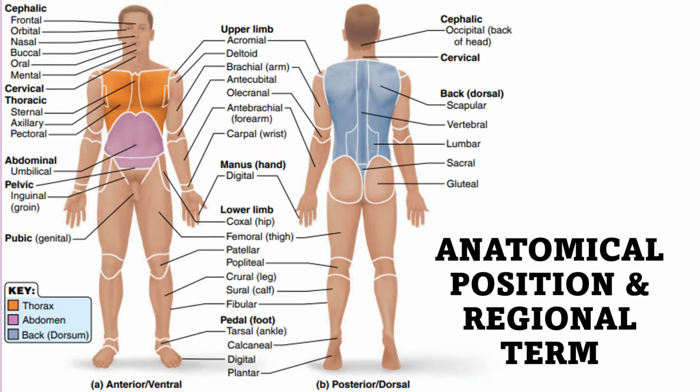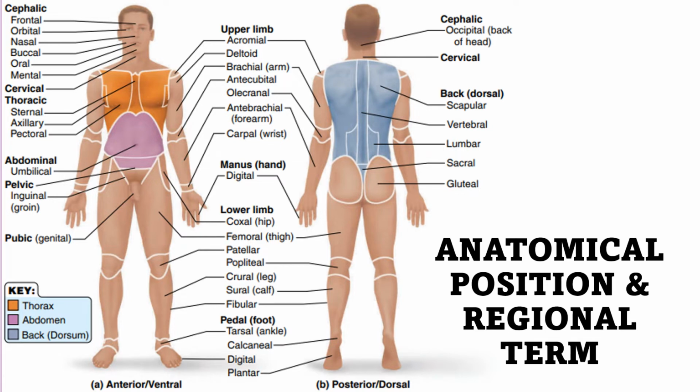This figure is a quick summary of what we learned before, the anatomical position and regional terms. The figure shows terms used to designate specific body areas. Figure A is the anterior view, which means from the front side, and figure B shows the posterior view, the back side of the body. The heels are raised slightly to show the inferior plantar surface, or sole of the foot, which is on the inferior surface of the body.